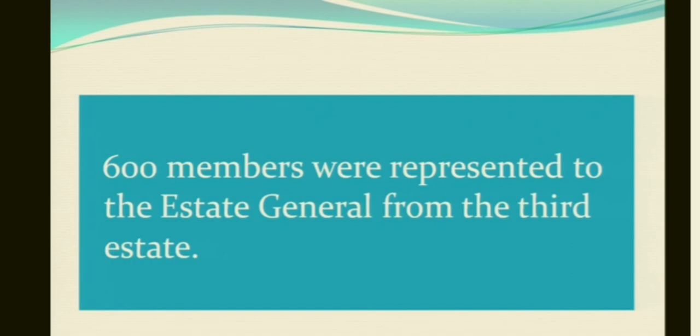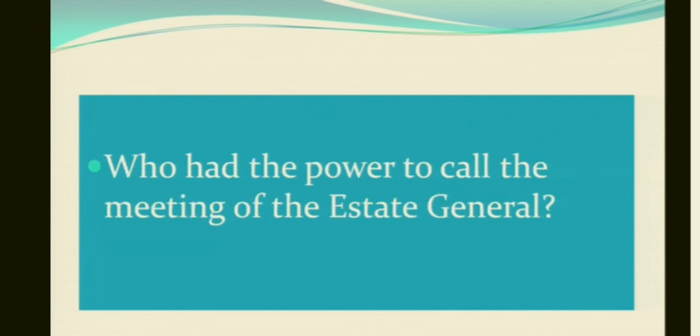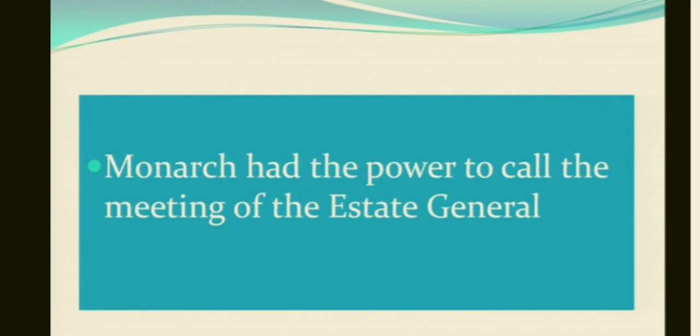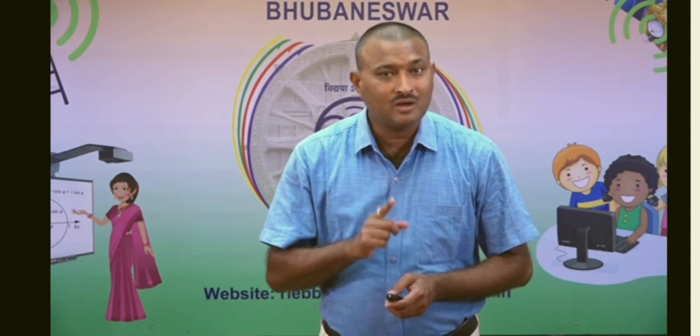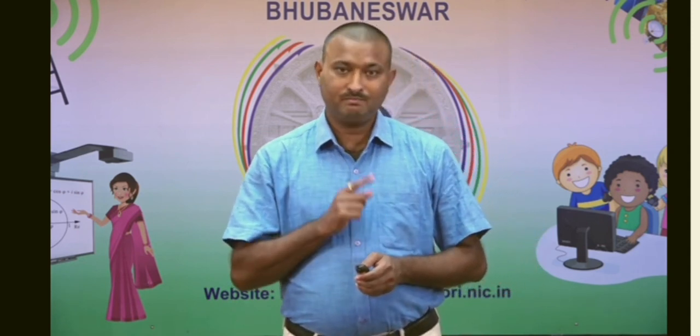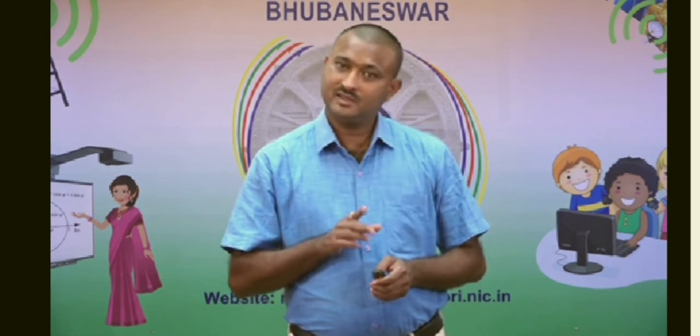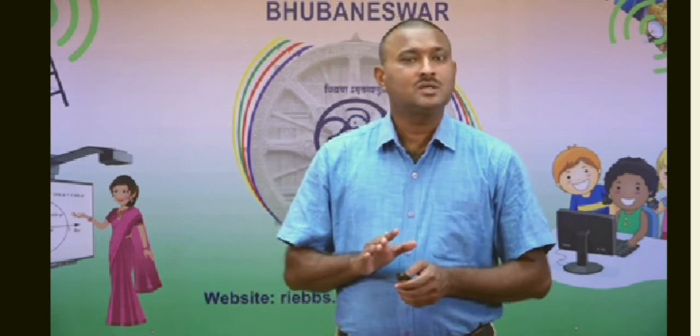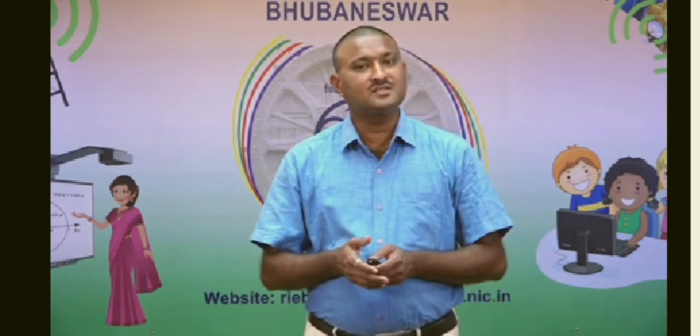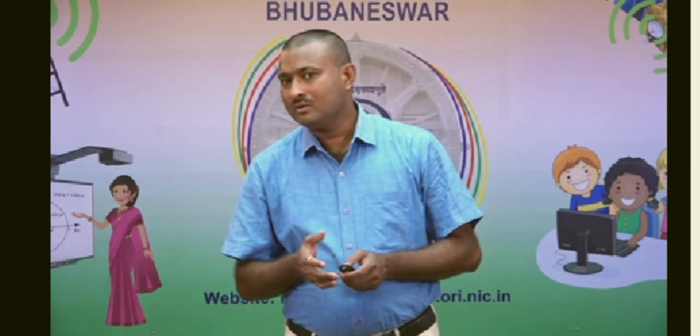600 members only. Okay. The second question is, who had the power to call the meeting of the State General? And the answer is the monarch. The monarch had the power to call the meeting of the State General. Try to remember, students, the monarch didn't have the power to impose new tax, but he had the power to call the meeting of the State General. Is that clear? So, this is what today we have discussed about the immediate cause of the French Revolution, as well as how France became a constitutional monarchy.